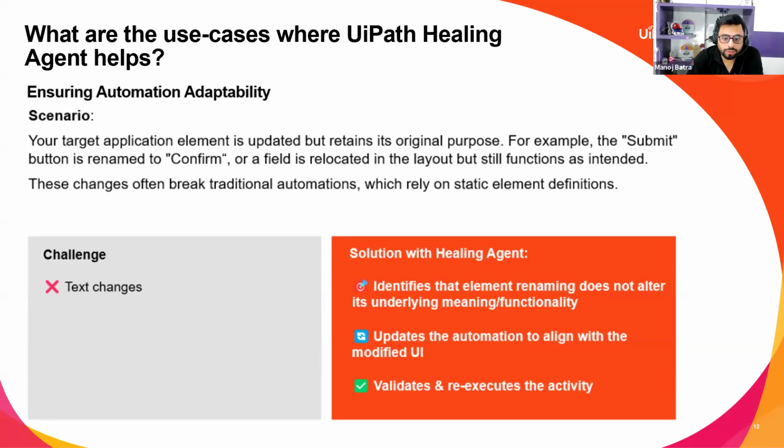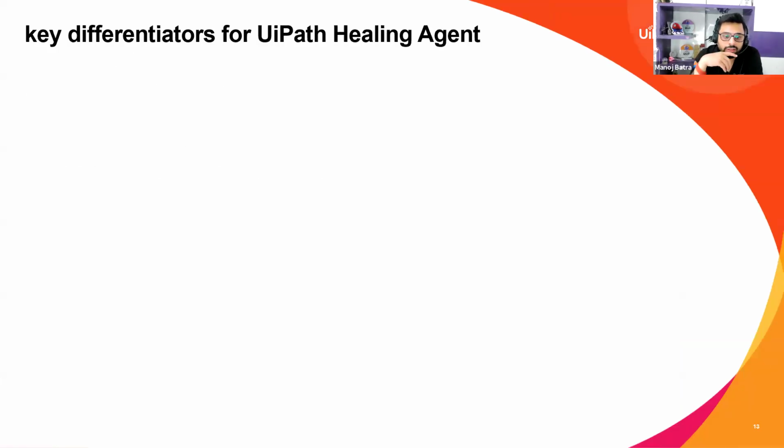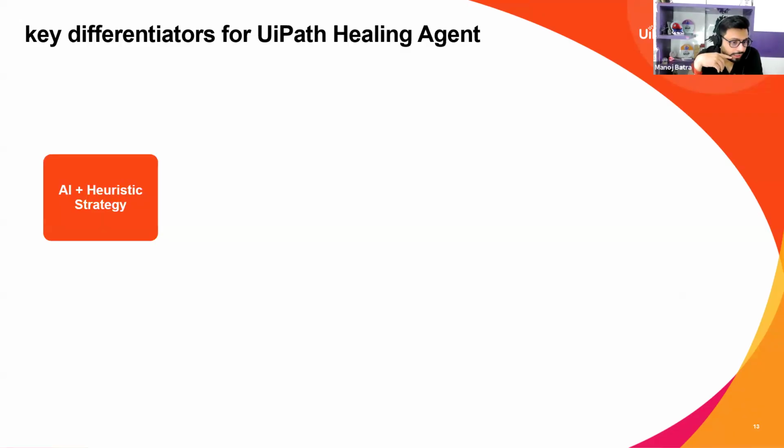Now let's talk about the key differentiators for UiPath healing agents. How does it work? As I've explained earlier, it uses both AI plus heuristic strategies. So it combines AI plus heuristic strategy. Heuristic strategy refers to a recovery logic. It is not AI, but is based on rules or best practices gathered from real-world automation.